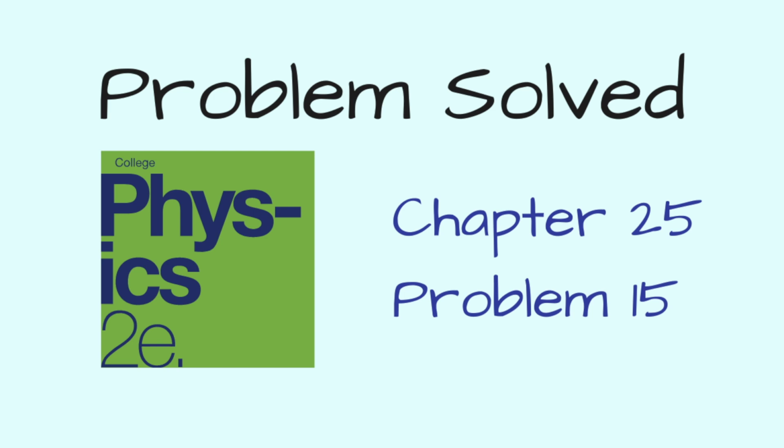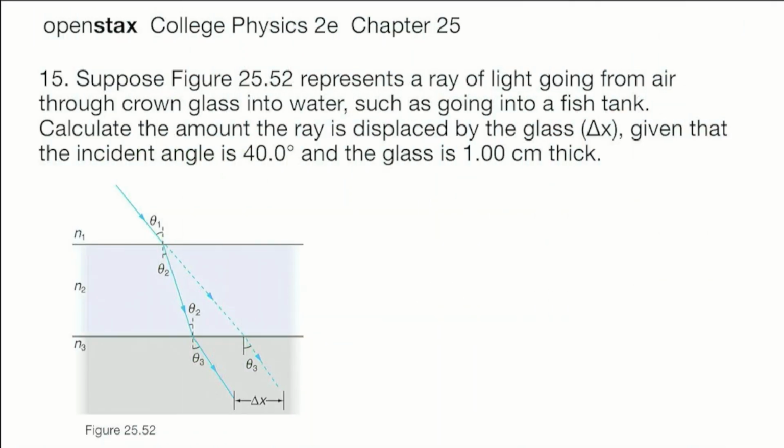It is from chapter 25 of College Physics 2E by OpenStax. We have a ray of light going from air through crown glass and then into water. We need to calculate the amount the ray is displaced. We're given that the incident angle, theta 1, is 40.0 degrees, and that the glass is 1.00 centimeters thick.